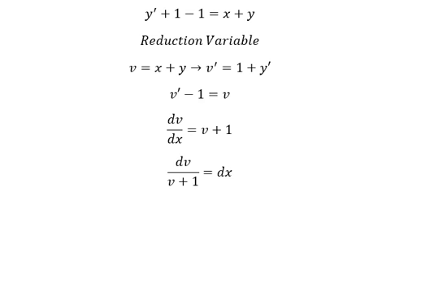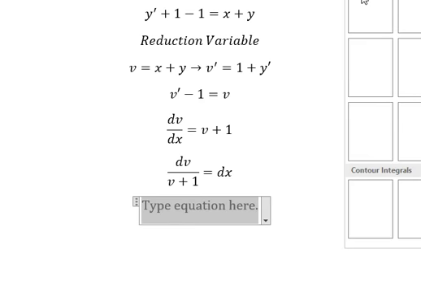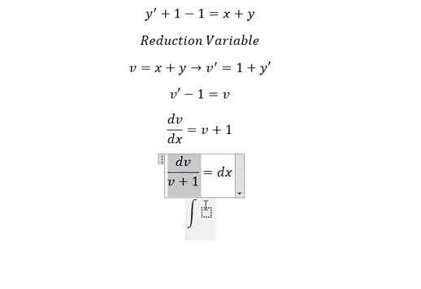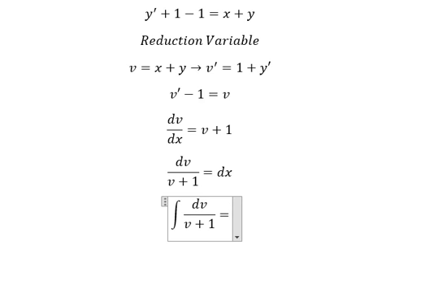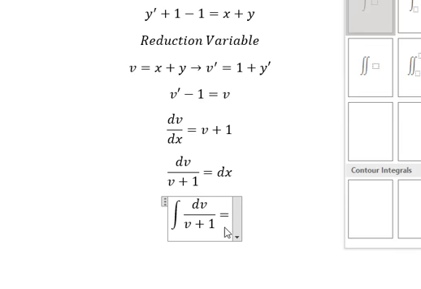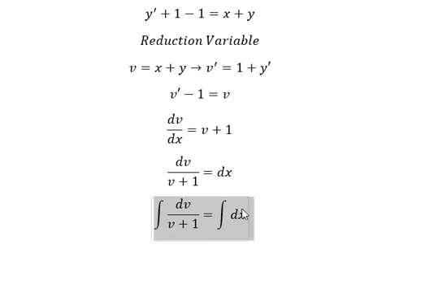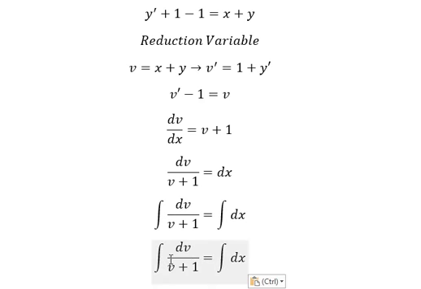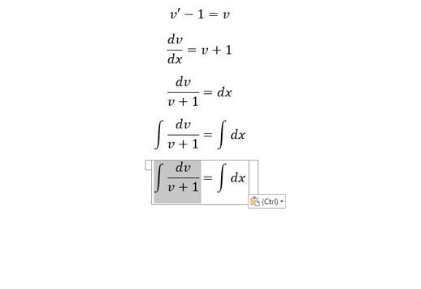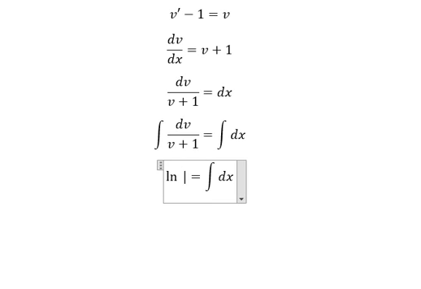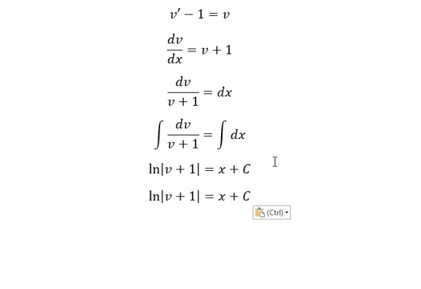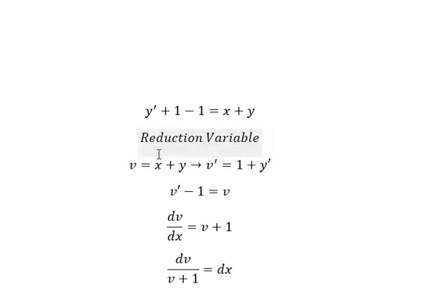Next, we put the integration for both sides. The integration of this one, we have ln of the absolute value of v plus 1. This one we have x, about v, that is this one.